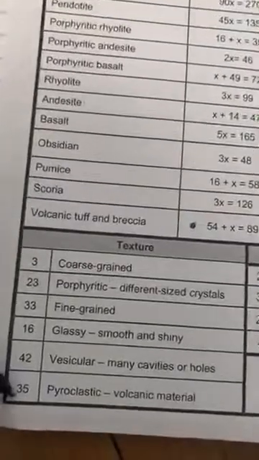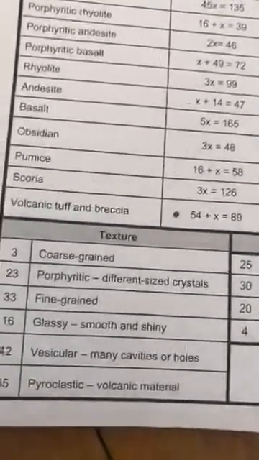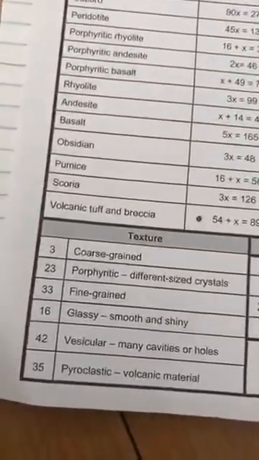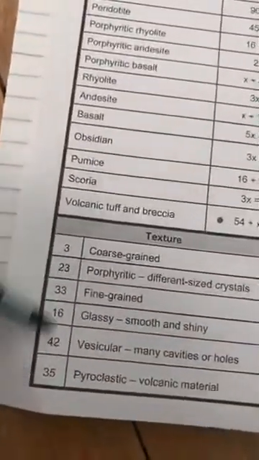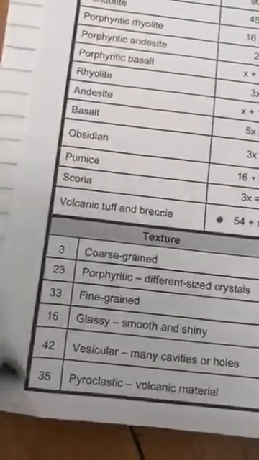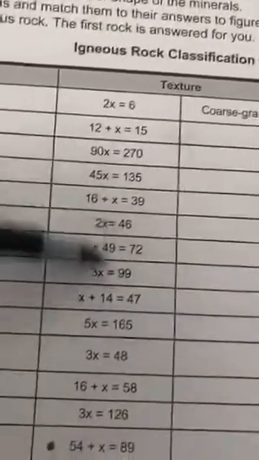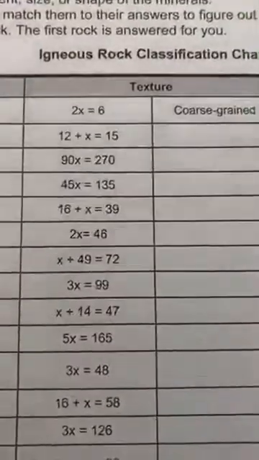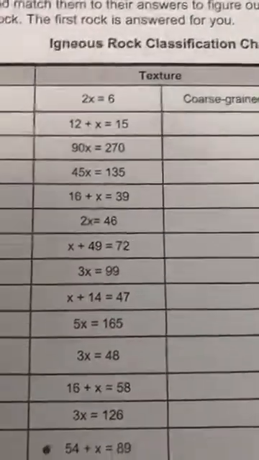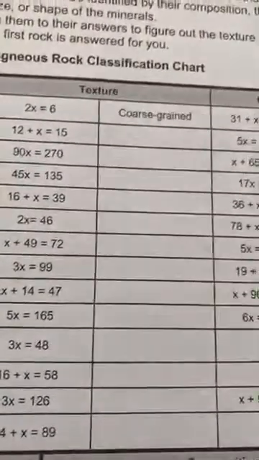If x equals 62, the rock is vesicular. And if the answer is 35, that means x equals 35, the rock is pyroclastic. Now, the good thing about this is that these are the answers. It has to be one of these numbers, because it's telling you that using this information, you can figure out the texture of the rock. So we're halfway there. All we have to do is figure out what x equals in each case.